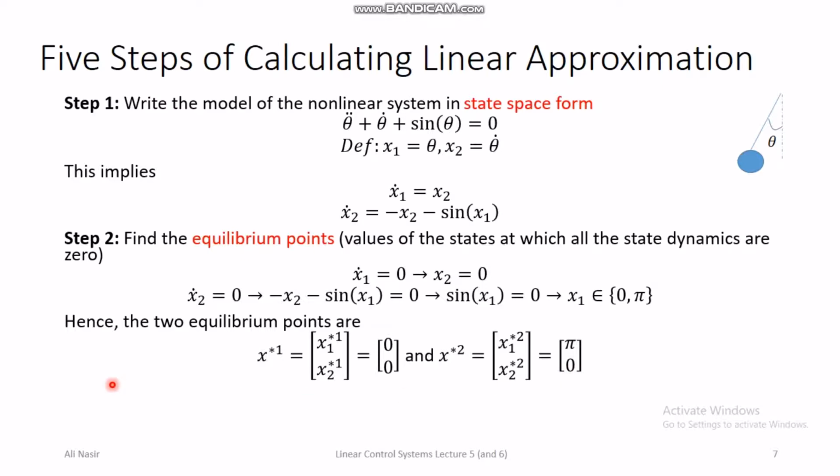And then verify that at both of the points, x dot, that is x1 dot and x2 dot, is simultaneously 0. So if you put x1 equal to 0 and x2 equal to 0, this will ensure that x1 dot and x2 dot both are simultaneously 0. Similarly, if you put x1 equal to pi and x2 equal to 0, then this will ensure that x1 dot and x2 dot are simultaneously equal to 0.